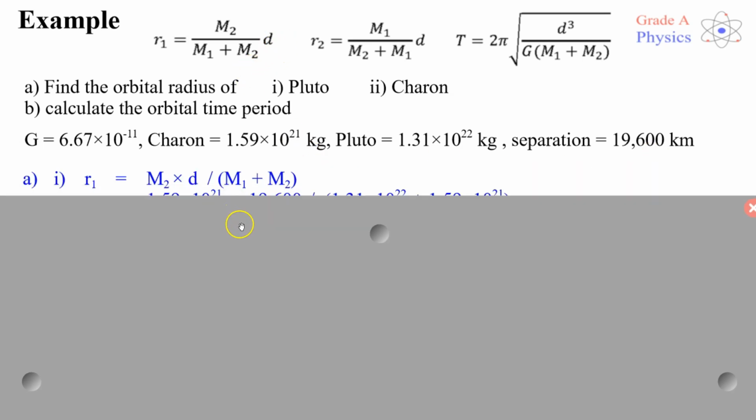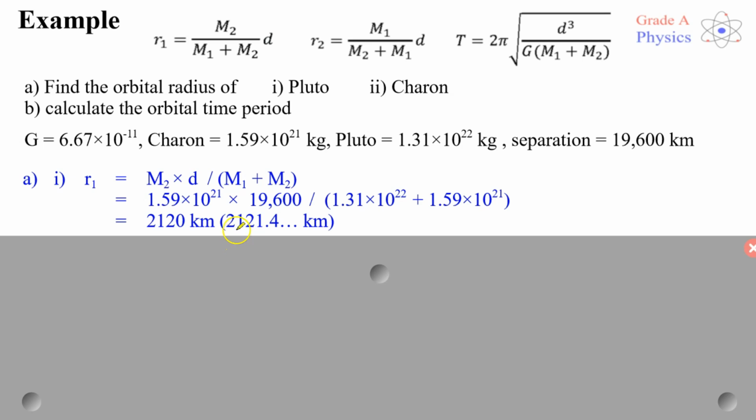First of all, we could call Pluto M1 or M2. In this case, I've called that M1. So we're going to find R1. We're going to have M2, so it's the other mass, the smaller mass, the mass of Charon, which should make sense because the radius should be larger. So we'd expect to have the smaller mass on the top. We're going to leave this in kilometres, so multiplied by D, 19,600, divided by the total mass, and we get our value here, 2,120.